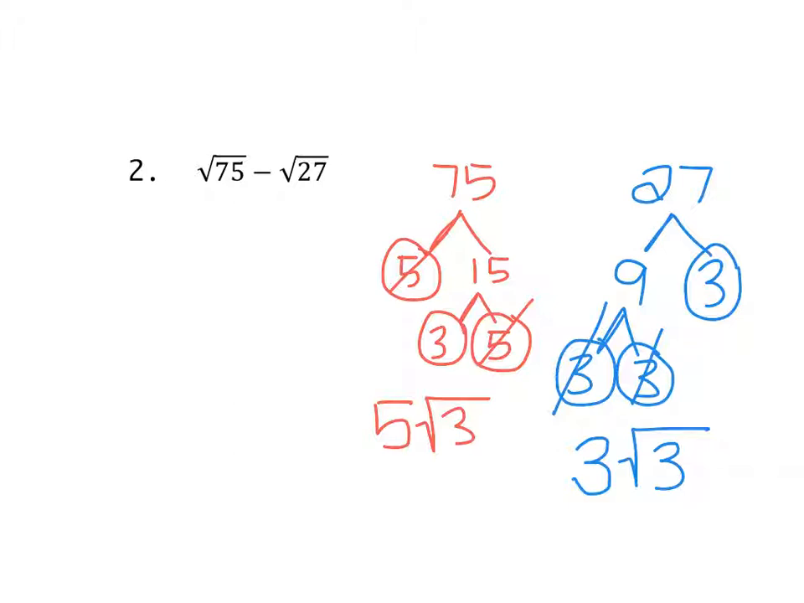So let's replace that. We'll have 5 square root of 3 minus 3 square root of 3. It's just like having like terms. So what is 5 minus 3? We only subtract the numbers in front of the radicals, and it's 2. So we'll get 2, and we leave the square root of 3 alone. This is our answer.